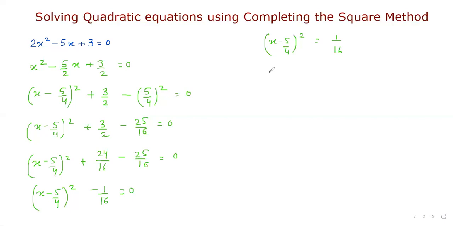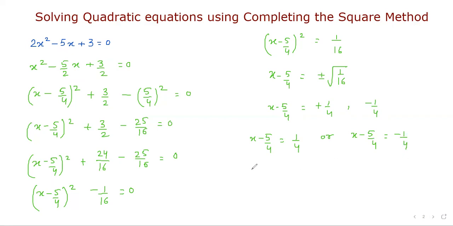Again, taking the square root on both sides. So x minus 5 over 4 is equal to plus minus square root of 1 over 16. So it is x minus 5 over 4 is equal to plus 1 over 4 and minus 1 over 4. Again, we'll get two equations: x minus 5 over 4 is equal to 1 over 4, or x minus 5 over 4 is equal to negative 1 over 4. This becomes x is equal to positive 5 over 4 plus 1 over 4, which simplifies to x is equal to 6 over 4, and the reduced form is 3 over 2.